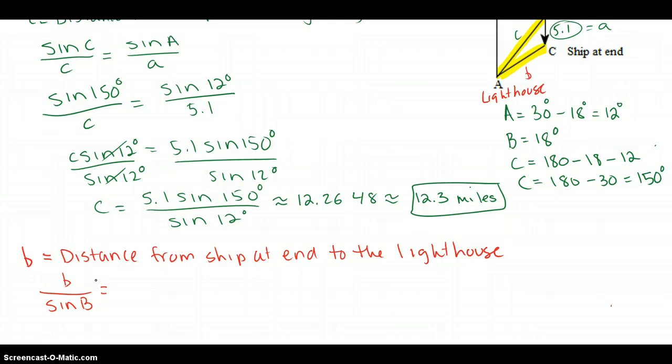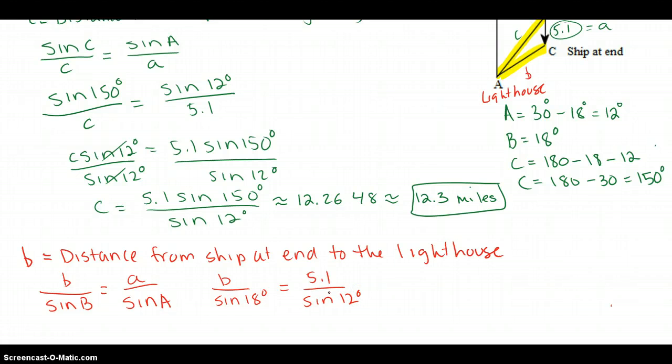Then I do something that we already know. I might as well do the same one that we did before: A over sine of A was known before. So if I plug those values in, B is what I'm looking for. Angle B is 18 degrees. Since the B is on the numerator, the A needs to be on the numerator too, so that would be the 5.1 over the sine of A, which is 12 degrees.